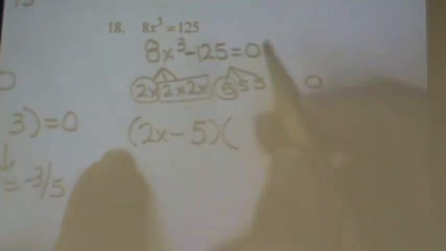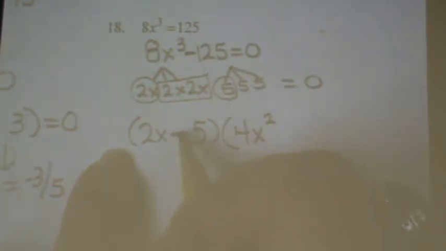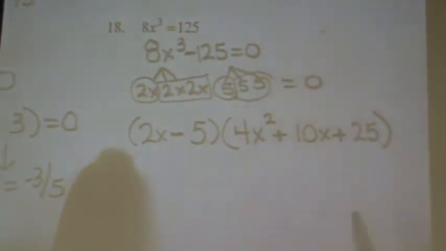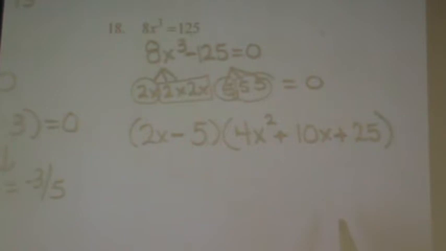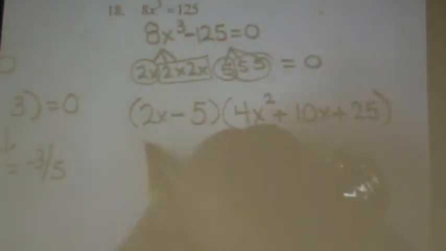Now take these two and multiply them together. What do you get? What's 2x times 2x? 4x squared. Good job. Now, whatever sign you started with, this will be the opposite, always. Now multiply these two together. What's 2x times 5? 10x. And then this sign will always be positive, and you multiply those two together. 5 times 5 is 25. So one of your answers is 5/2.